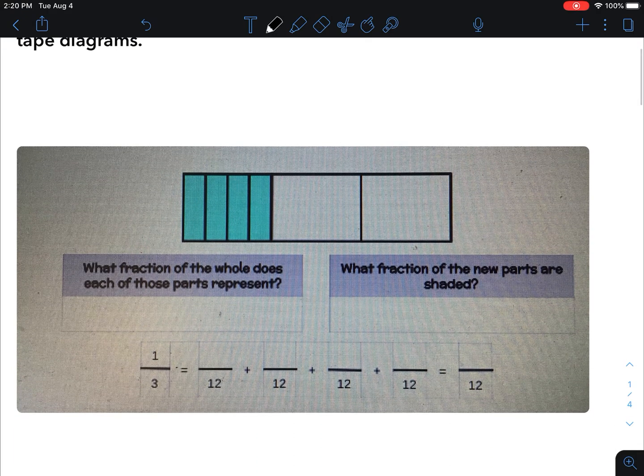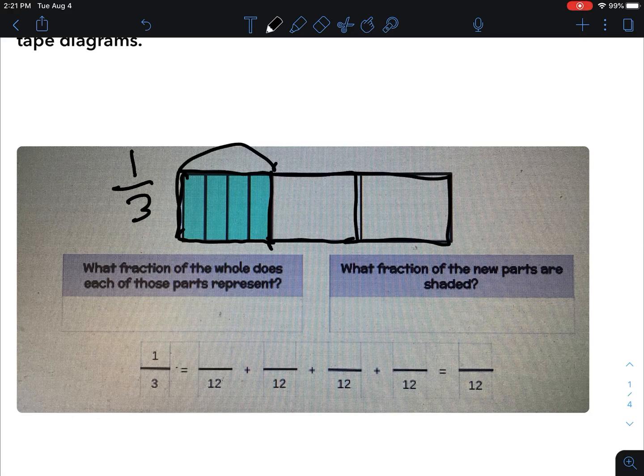So here's one type of problem you're going to have. You're going to have to look at this tape diagram in two different ways. If you notice, the first way this tape diagram was divided was into three big boxes, and one of those boxes was shaded. Okay, so 1/3 was represented. So this first question says, what fraction of the whole does each of those parts represent?